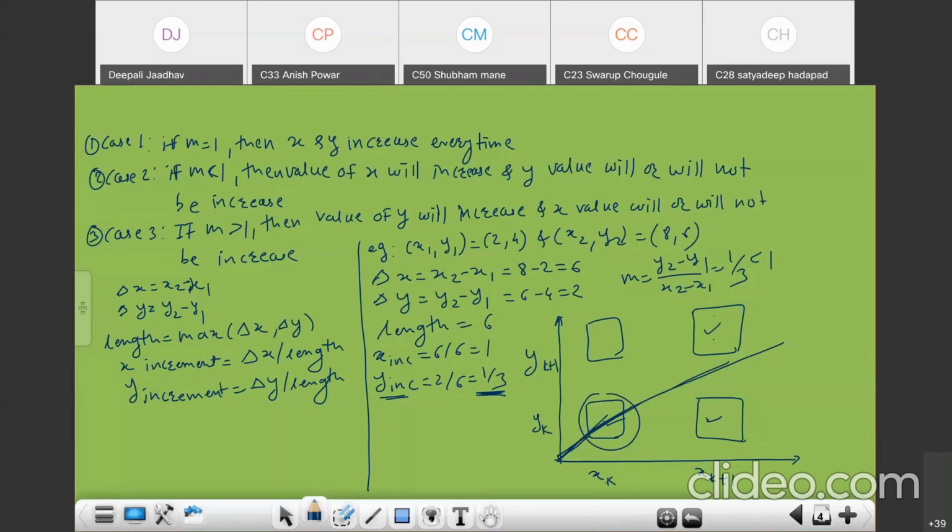So if the angle is less than 45 degrees, this one is selected. Why? Because the slope is less than 1, means definitely x will increase, y remains as it is. And if m is greater than 1, then because the angle is greater than 45 degrees, y will increase and x remains as it is. This will be selected. Have you understood? So the slope of the line is very important when we study Bresenham's line drawing algorithm. Okay. Now the next part.